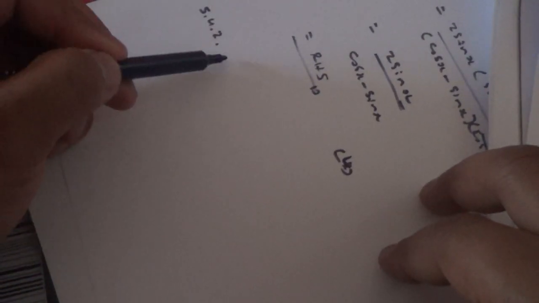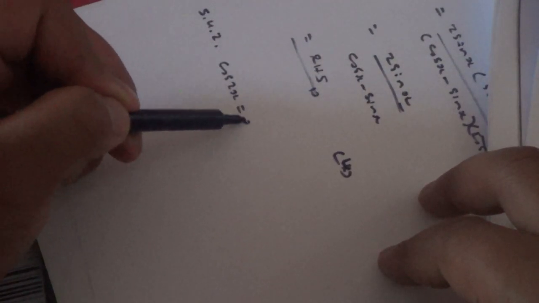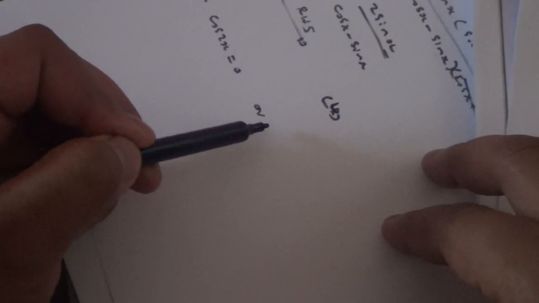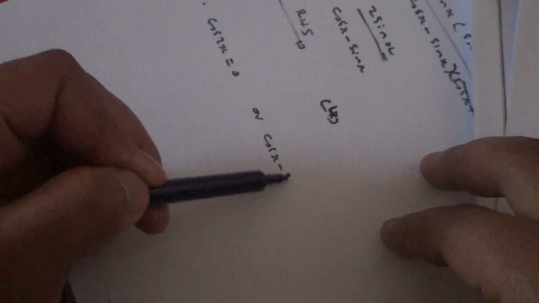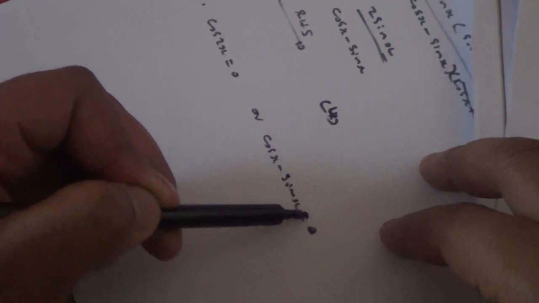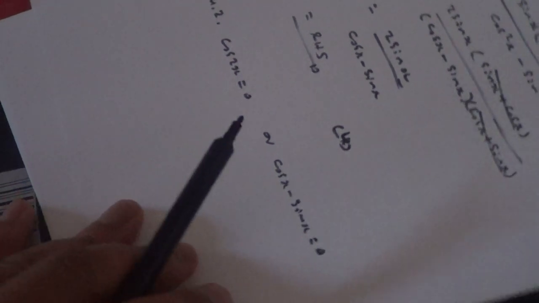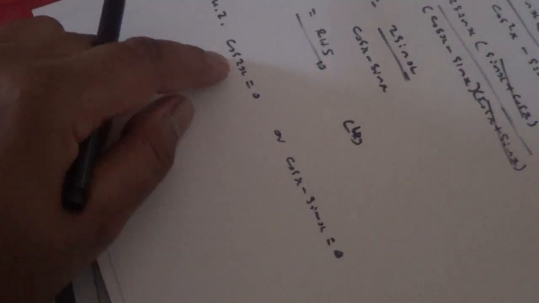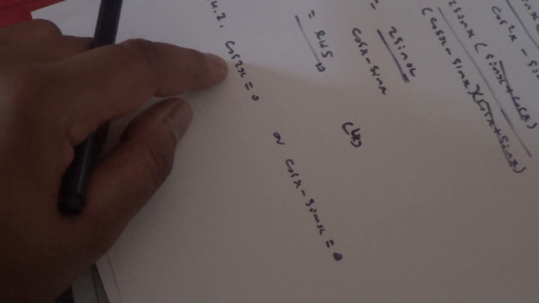Okay, so it means here, 5.4.2, this means either cos 2x is equal to 0 or cos x minus sine x is equal to 0. It can be one of the two, but at the end of the day we have to consider both, because we have an equation. We don't just have an expression. If it was just one single expression, we'd just choose one side, whichever side was provided. But when it's an equation, you have to consider both sides, because you have those denominators on either side.